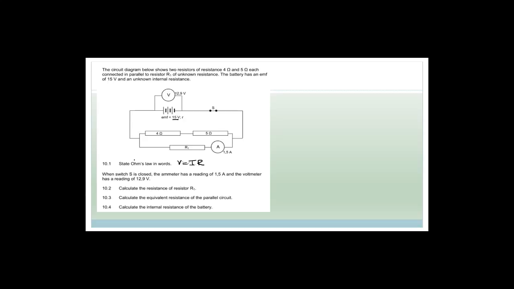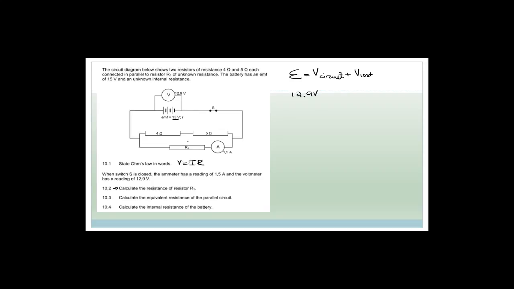Okay. Then it says, when switch S is closed, the ammeter has a reading of 1.5 amps, and the voltmeter now has a reading of 12.9. Okay, it says calculate the resistance of R1. Okay, so I'm thinking. Okay, so we know that now, what do we have? So do you agree that we can say that the EMF is equal to V to the circuit, plus V lost? We know what the volts to the circuit were. The volts to the circuit were 12.9 volts.